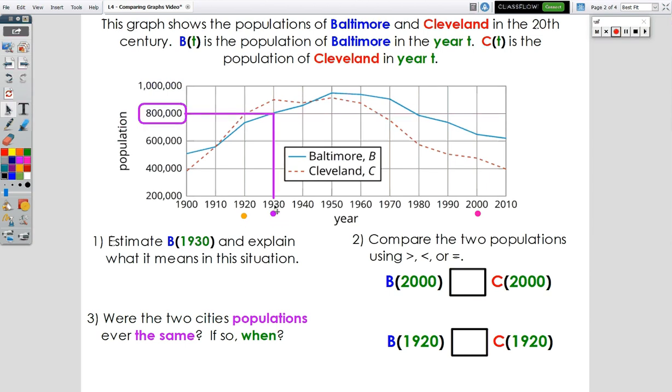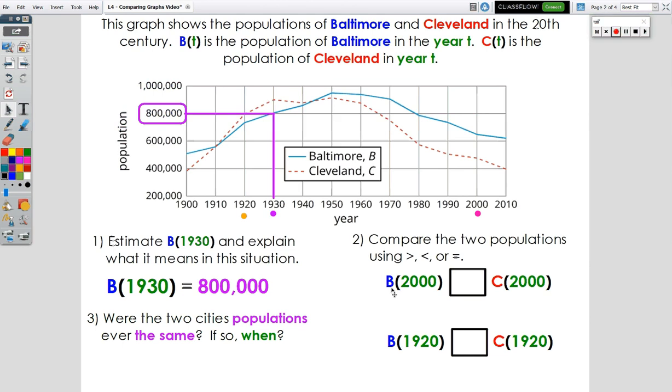Okay, so I can come up here to where I hit my blue line, because remember my blue line is Baltimore, and then I'm going to go over and see that we have 800,000 people in Baltimore. This means that in Baltimore, in 1930, there are 800,000 people. And we're going to use this graph now. We can compare using greater than, less than, or equal to.